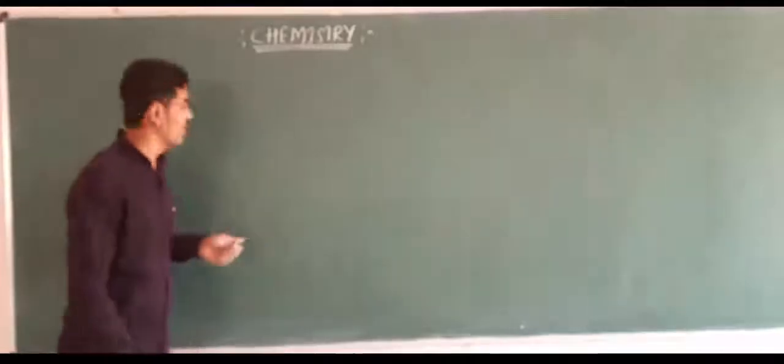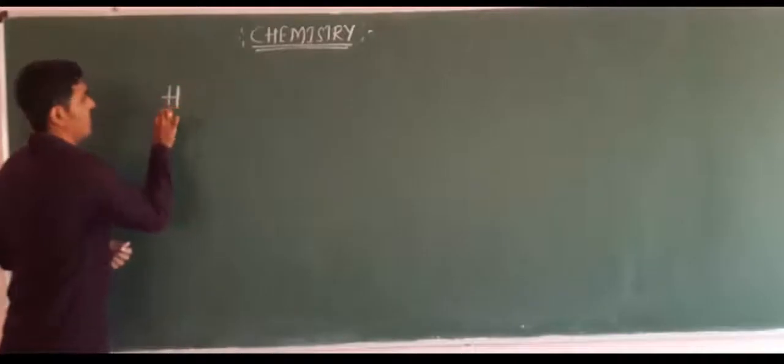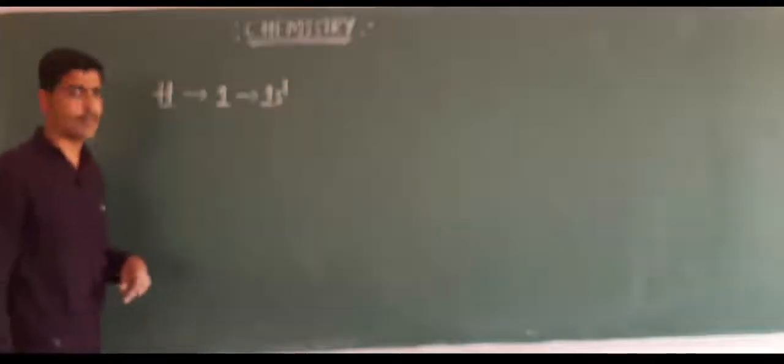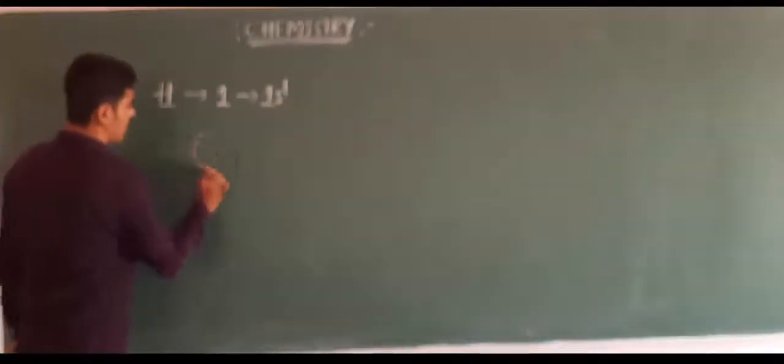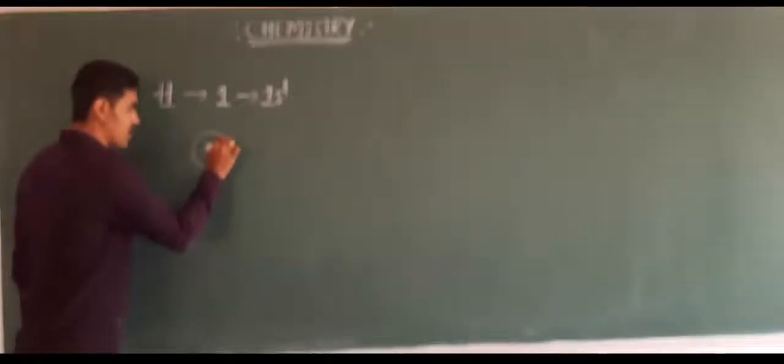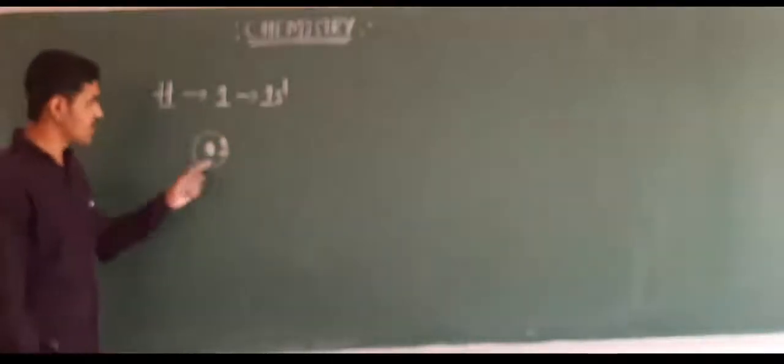Let us consider one of the elements, that is hydrogen. So what is the atomic number of hydrogen? 1, and its electronic configuration is 1s1. Now I will represent the structure of this hydrogen. It contains 1 electron in this shell.